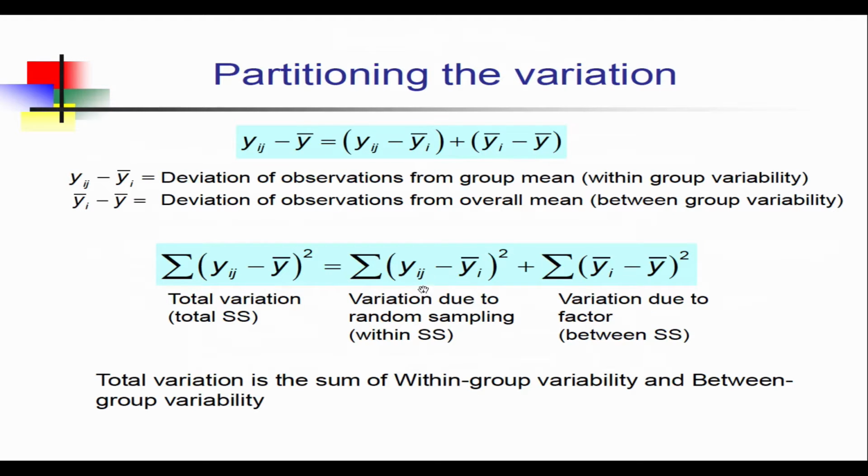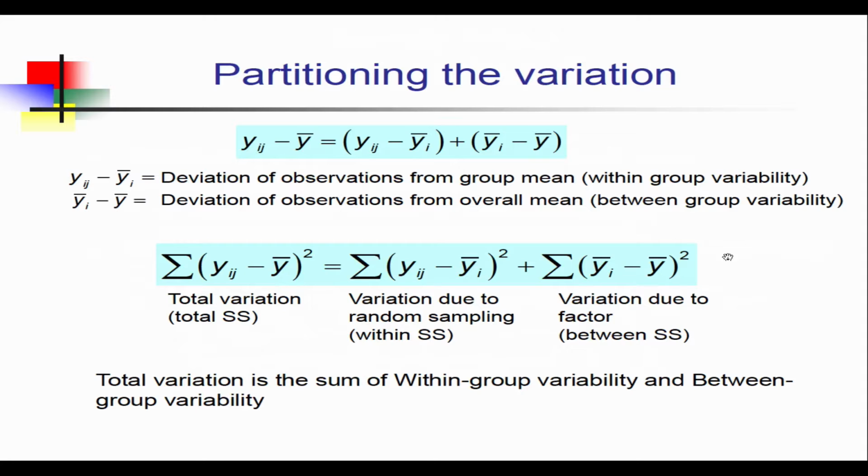The first part is, for each individual, the deviation from its group mean. This quantity captures the variation due to random sampling. This is the variation within group. Yij minus its group mean is the variation calculated within each group. The second part uses the group mean minus the overall mean.